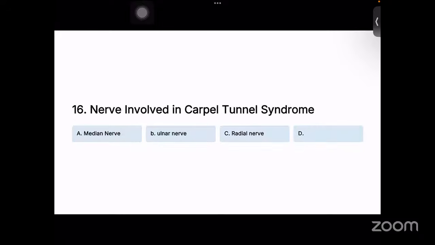Okay. Next is carpal tunnel syndrome. The nerve involved in carpal tunnel syndrome, it's a pretty straight question, median nerve.